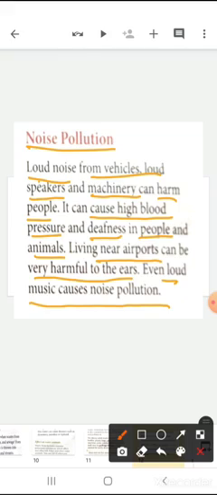Noise pollution: loud noise from vehicles, loudspeakers, and machinery can be harmful for people. It causes high blood pressure, deafness in people or in animals sometimes. And living near the airport can be very harmful to the ears. Even loud music can also harm your ears and cause noise pollution. Clear?